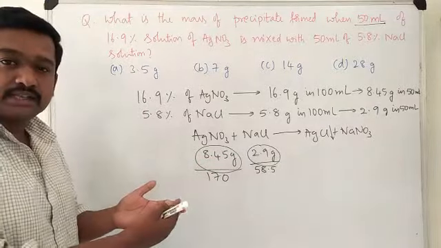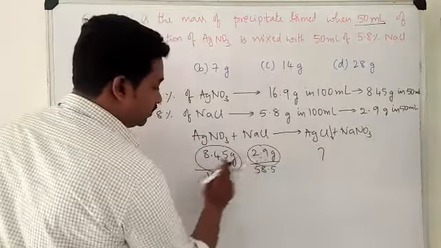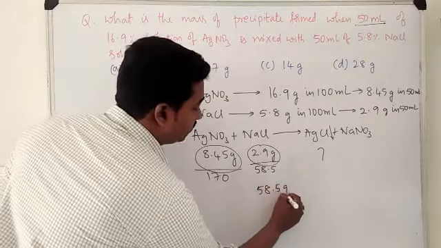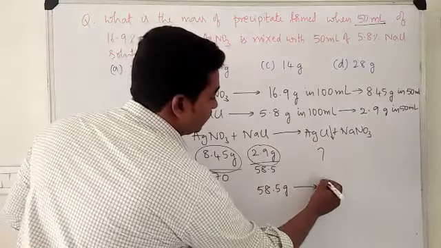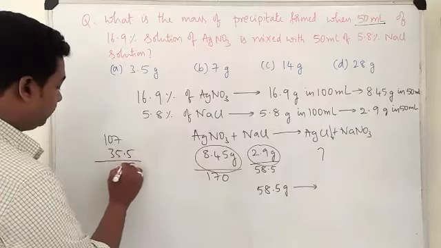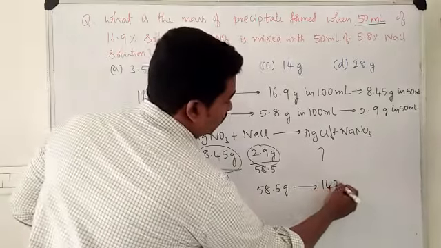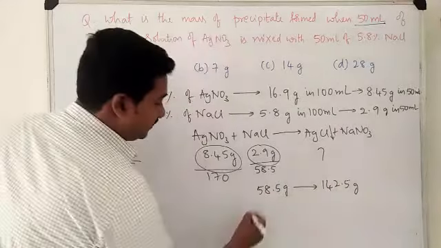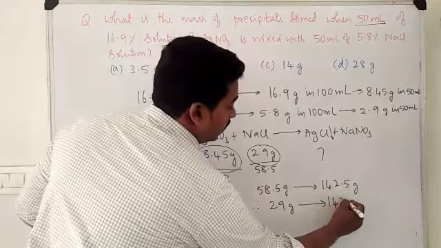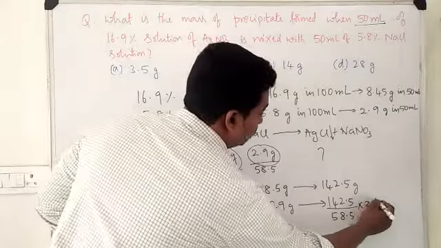Consider any of the two data and calculate the AgCl mass. So I will consider one of these two. Let me take the NaCl value. 58.5 gram gives AgCl. This is 107 plus 35.5, which is 142.5. So 142.5 gram AgCl. Therefore, 2.9 gram gives 142.5 by 58.5 into 2.9.